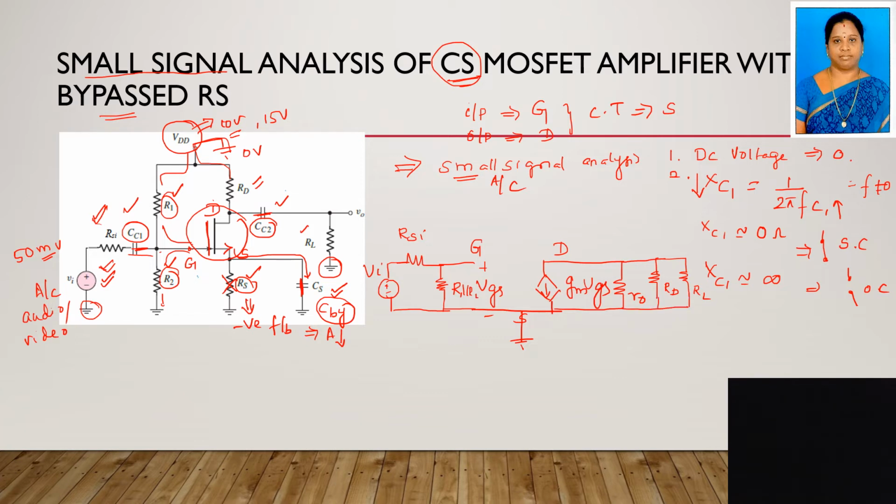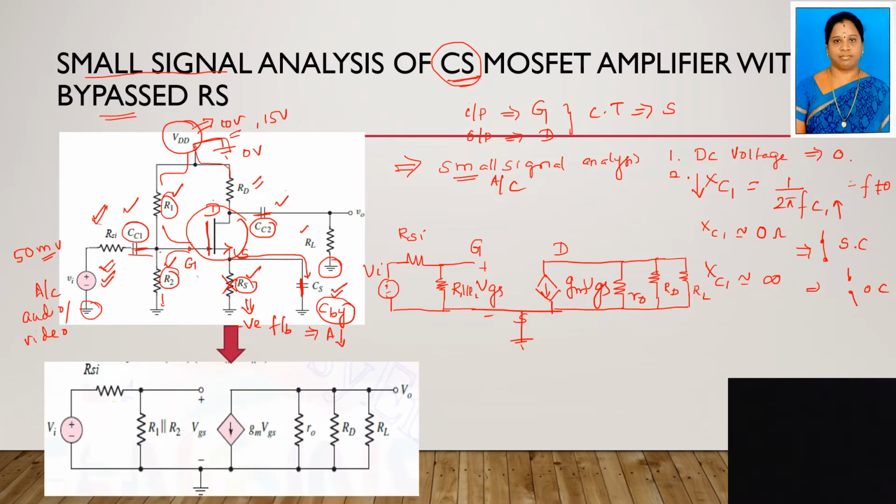So this is the way we have to draw the equivalent, or small signal equivalent, for the common source MOSFET amplifier. Okay, so I hope everyone understands how to draw this equivalent diagram, right? This is the diagram we are getting. I told you how to draw this. The same diagram we have drawn here, we are getting the same diagram here.